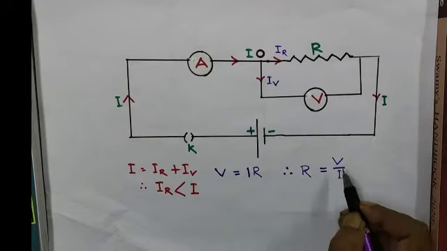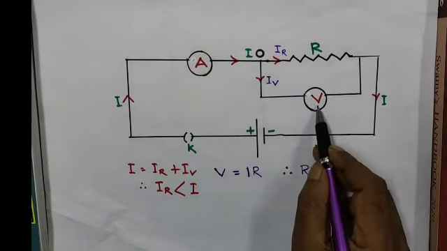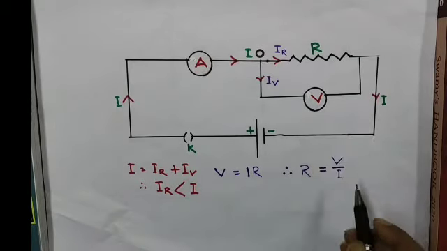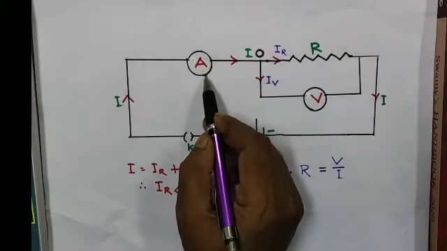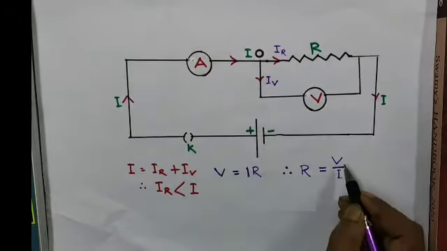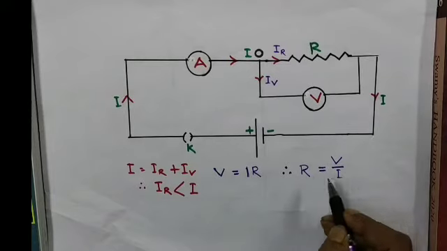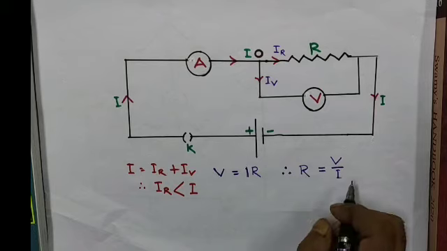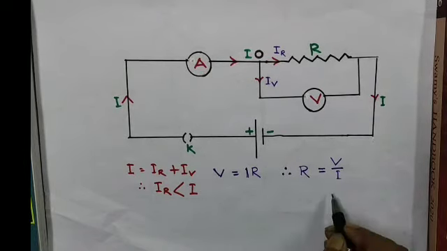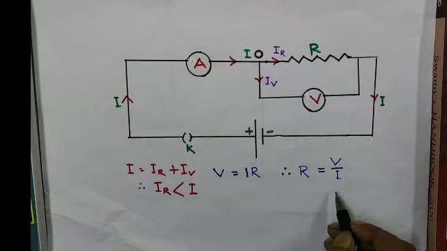We can get the value of V directly from the voltmeter, and the value of I directly from the ammeter. So by applying Ohm's law we can get the value of the unknown resistance. But if we determine the value of unknown resistance by Ohm's law, some error will come. Let us see how it happens.